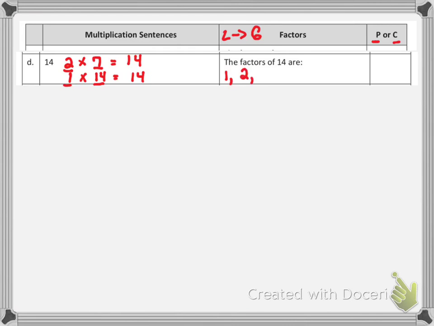2, 7, and 14 are all factors of 14. Now, since 14 has more than 2 factors, we know that this is a composite number, not a prime, because a prime would only have 2. So the factors of 14 are 1, 2, 7, and 14, and that's how we know it's a composite, because it has more than 2 factors.